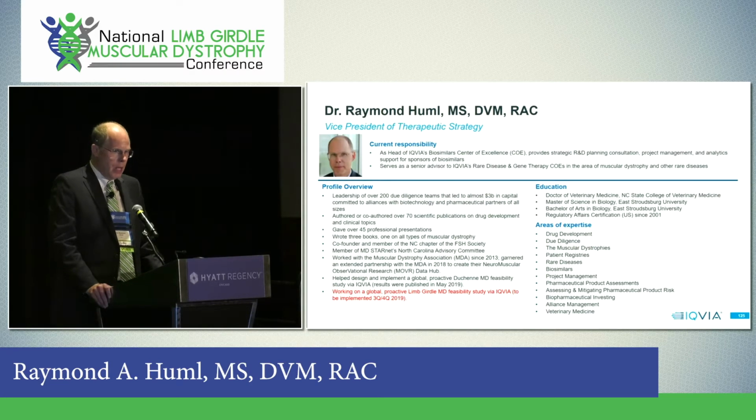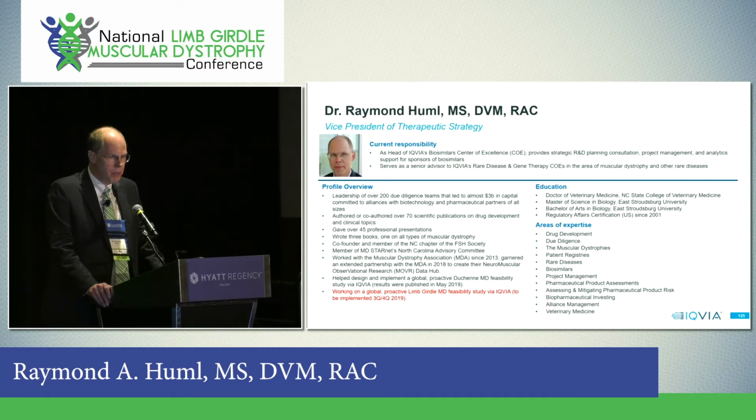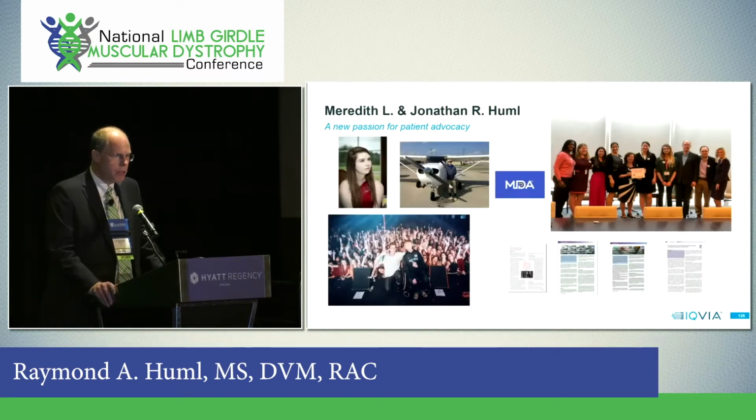So I actually run the Biosimilar Center of Excellence, and I also get to work in the Pediatric and Rare Disease Center of Excellence. I serve as a senior advisor to them as well as the gene therapy. And the reason that I had to get into muscular dystrophy is I have two children with muscular dystrophy. So I have a daughter who's 27 years old, and then I have a son who just turned 21. And we've written many publications together to get the word out about muscular dystrophy.